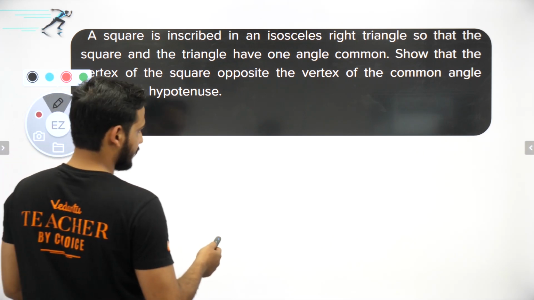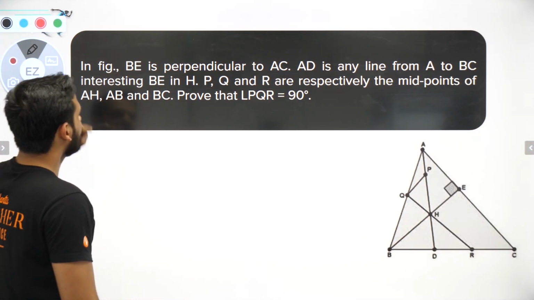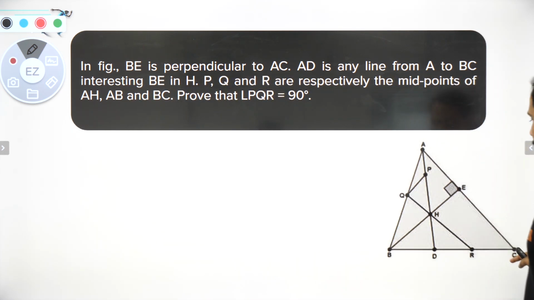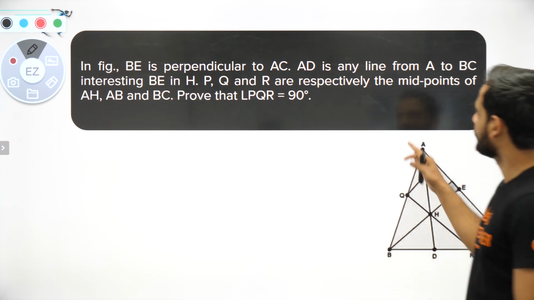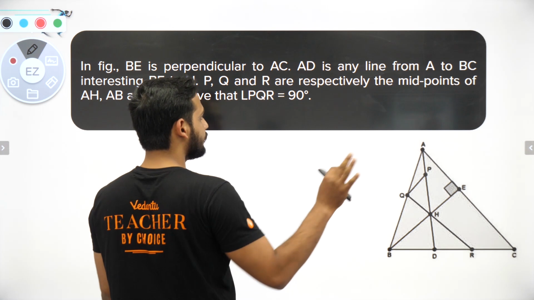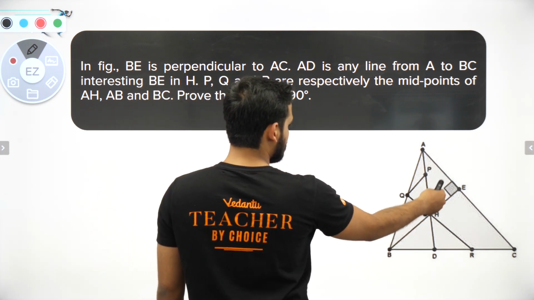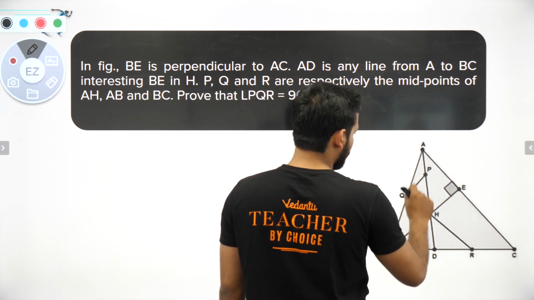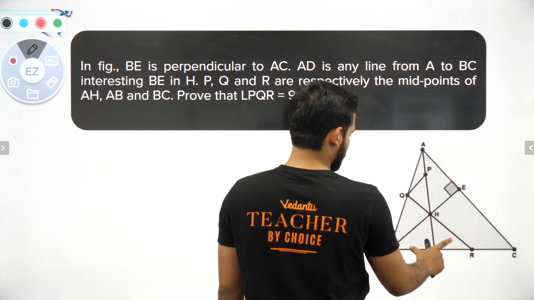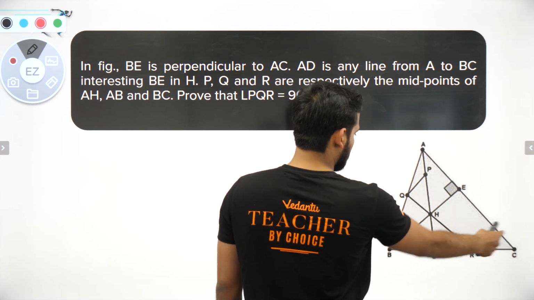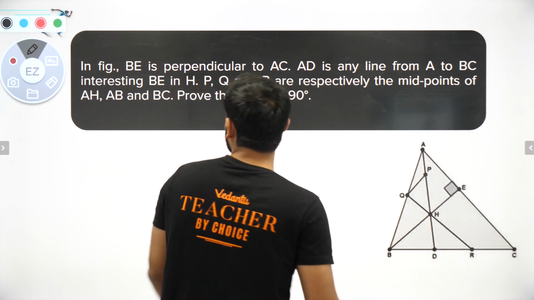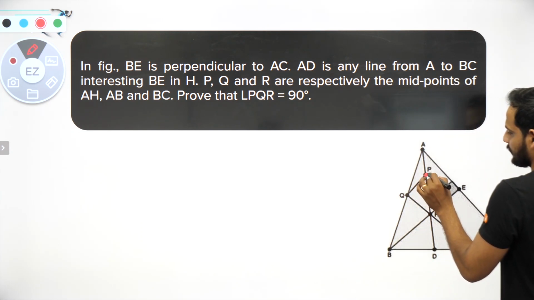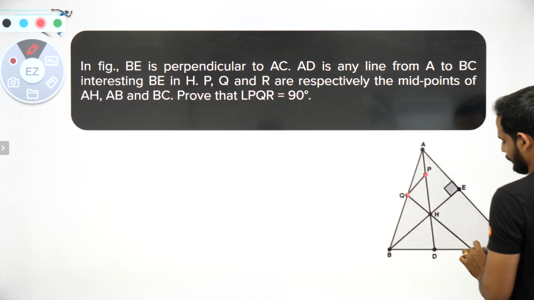The next question we have is this. In this figure, BE is perpendicular to AC. Okay, this BE is perpendicular to AC. AD is any line from A to BC intersecting BE at H. P, Q and R are respectively the midpoints of AH, AB and BC. Okay, so P, Q and R are the midpoints. This is a rough diagram.